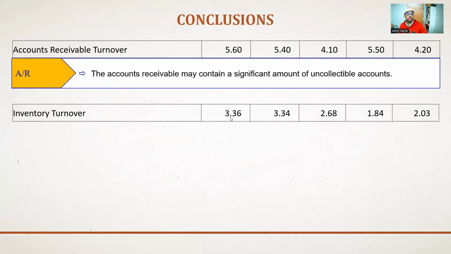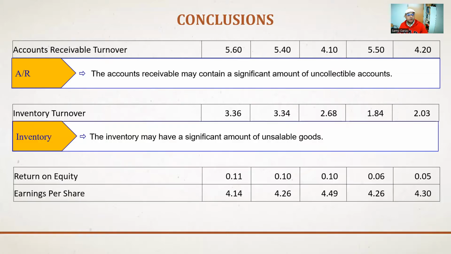The inventory turnover was 3.36. Now it became 2.03, which means that maybe some of the inventory items are obsolete. We cannot sell them. And because of that, the turnover is slower.